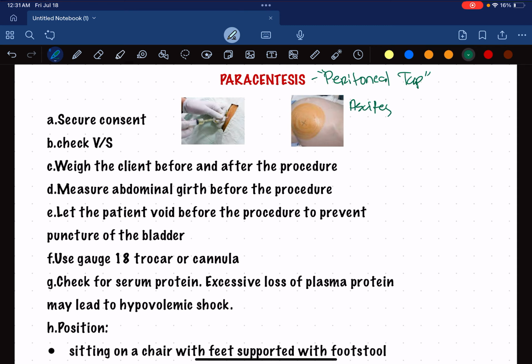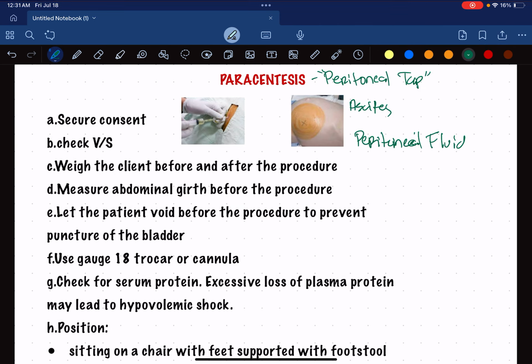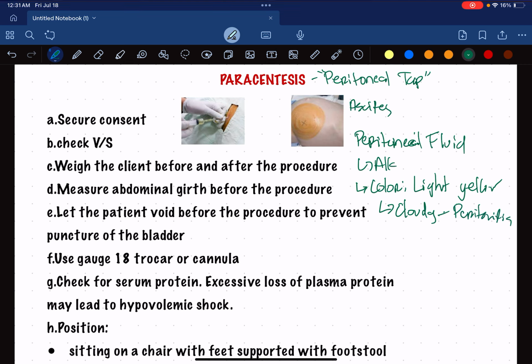Ngayon, dito sabi ko kanina to diagnose peritonitis. So nag-a-aspirate tayo ng ating peritoneal fluid. Okay? Si peritoneal fluid natin, dapat siya ay alkaline in nature. The color, it should be light yellow. And kapag yan ay cloudy, it means may infection or merong peritonitis.